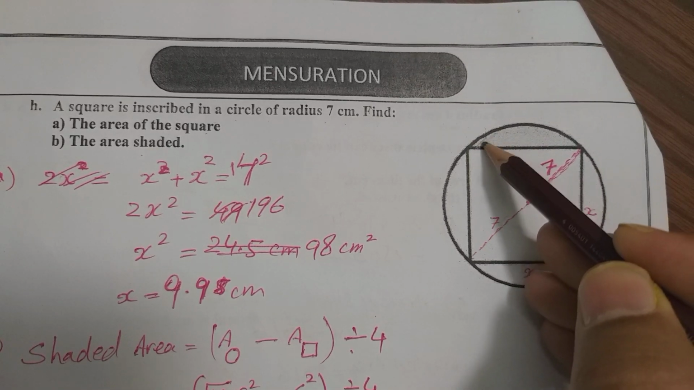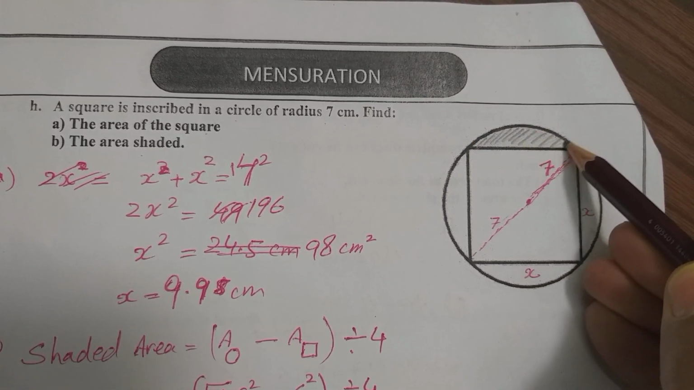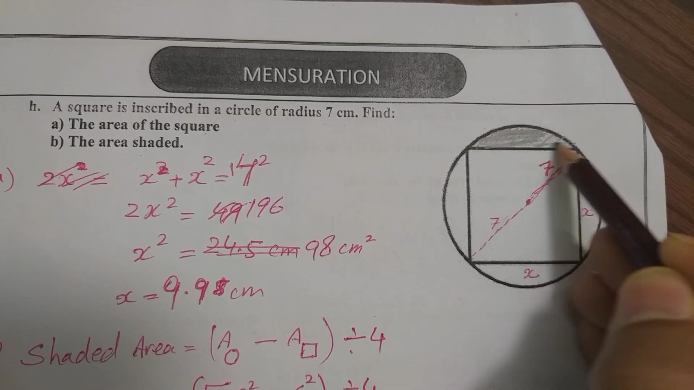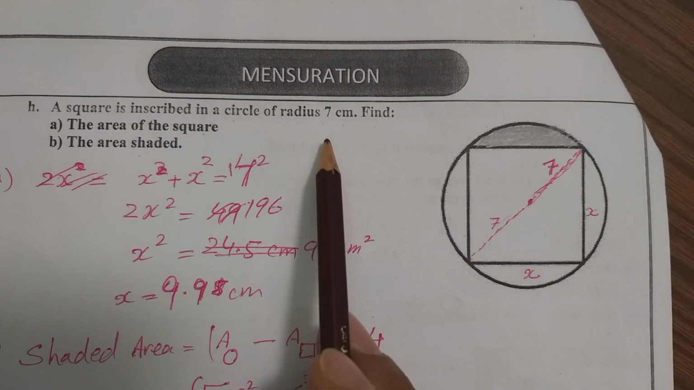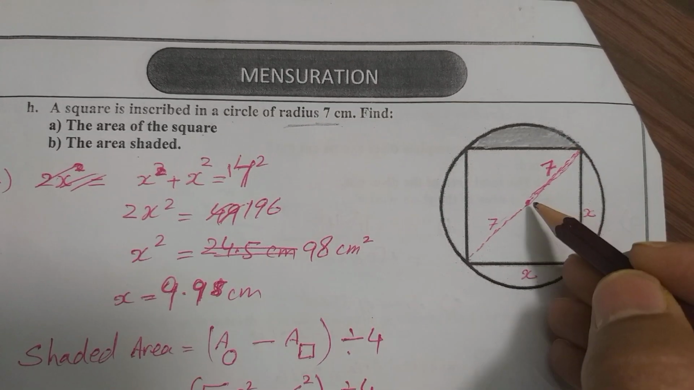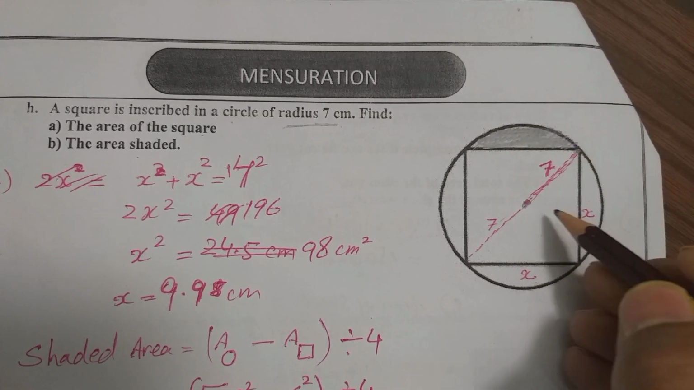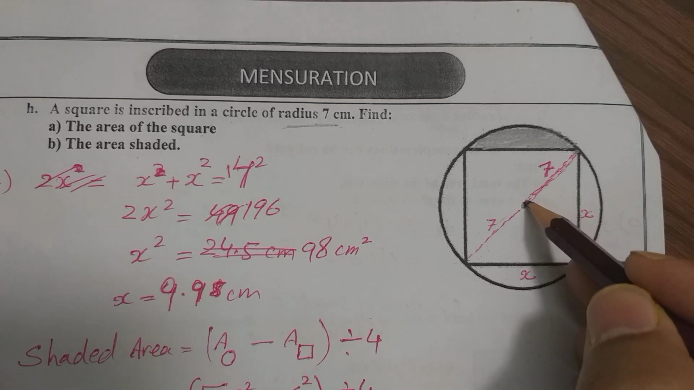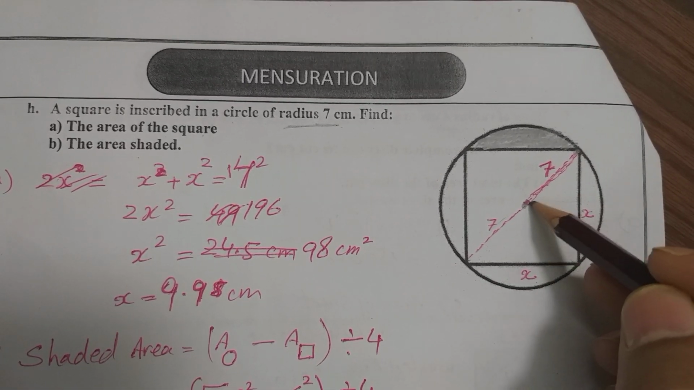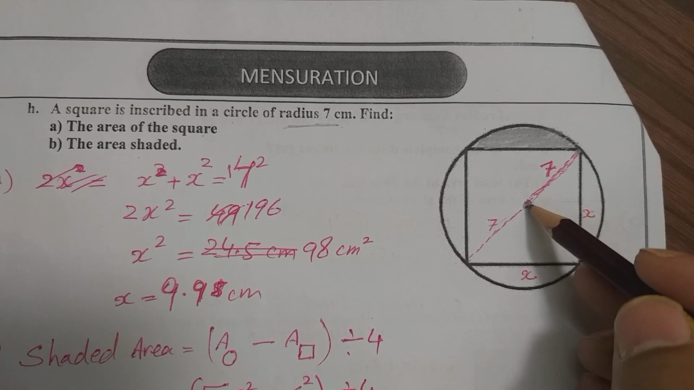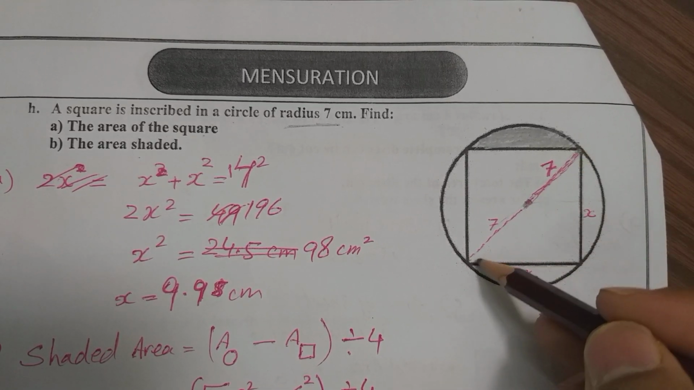So this is only the shaded part. It means that we need to find the area here. We're given the radius which is 7 centimeters. From the center to the circle is called the radius. I'm just taking the corner of the square because I can easily get the value of this one. So it is 7 here, so the complete length becomes the diameter of the circle.